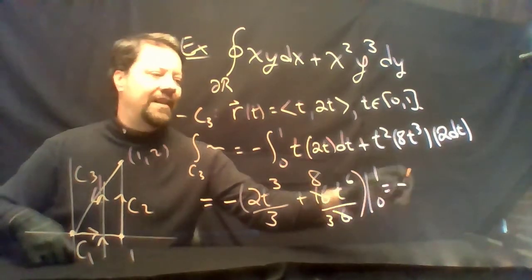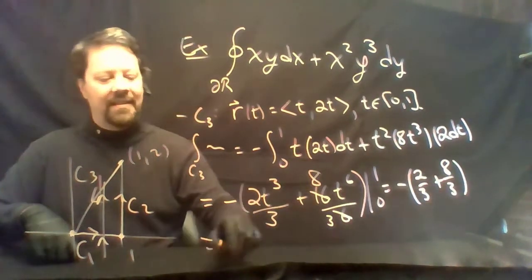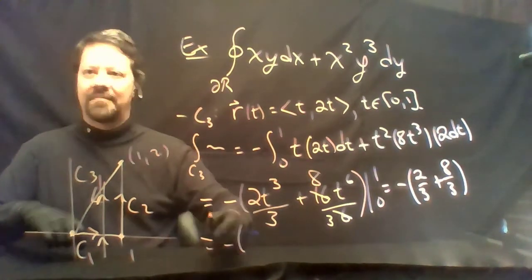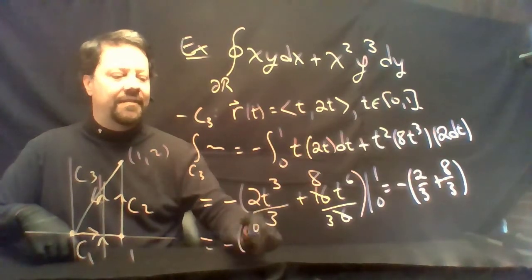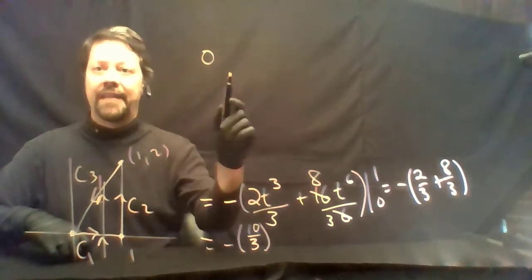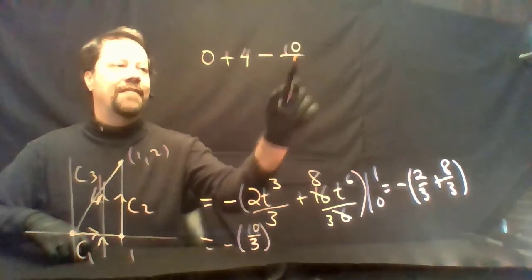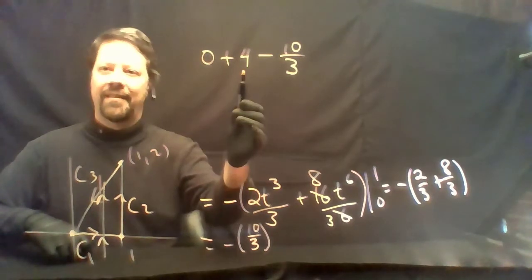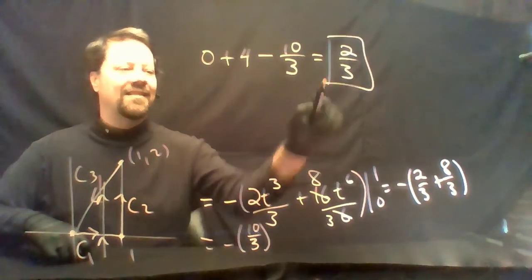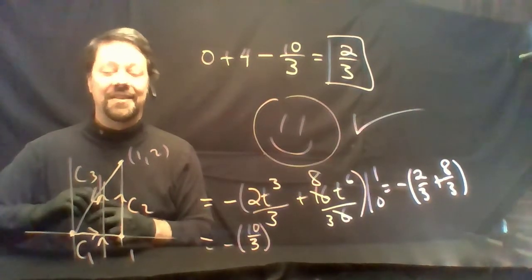Plugging in 1, we'll have the negative of 2/3 plus 8/3. That's the negative of 10/3. The first curve gave us 0. The second curve gave us 4, and the third curve gave us negative 10/3. 4 is 12/3 minus 10/3 gives us 2/3, for which we are very happy because that checks with the other side.